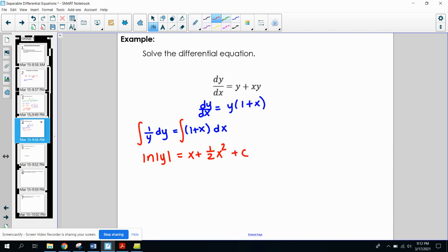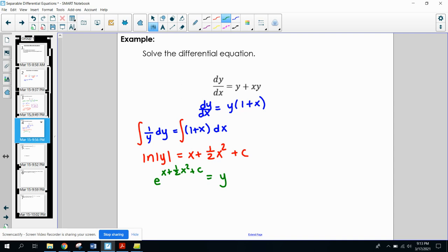So from here, I'm trying to solve for y. I need to get y by itself. So what I have to do is change this to an exponential. Remember that the base of an ln is e. So I'm going to have e to the x plus 1 half x squared plus c equals y. Notice that I did drop the absolute value bars because when I raise something to a power, I can't get a negative value. So the y would be positive.